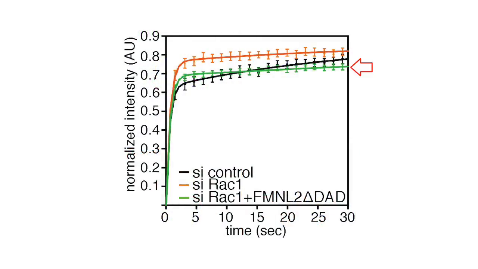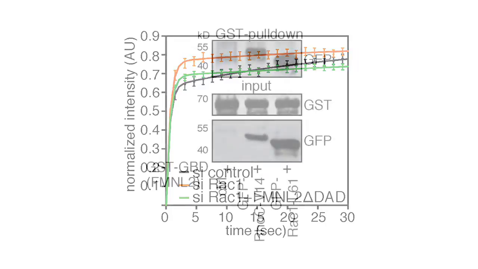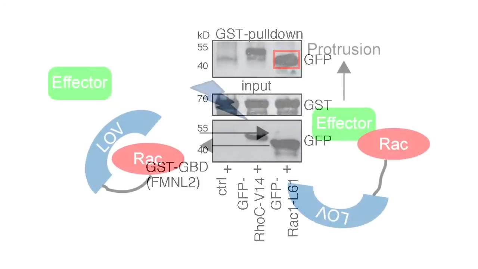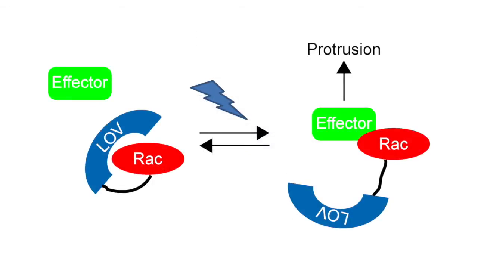This phenotype was rescued by constitutively active FMNL2, suggesting that Rac might normally activate the formin by opening up its autoinhibited conformation. Indeed, Rac1 bound to FMNL2's regulatory GTPase binding domain. We then made use of a photoactivatable Rac1 so that we could activate this GTPase in time and space using blue light or a 488 nanometer laser.